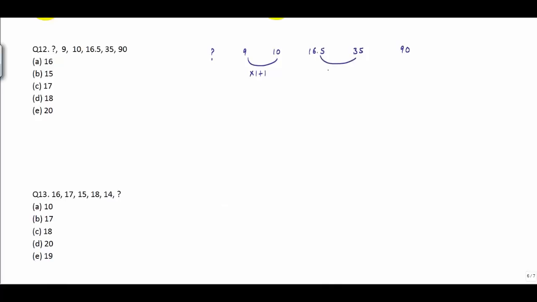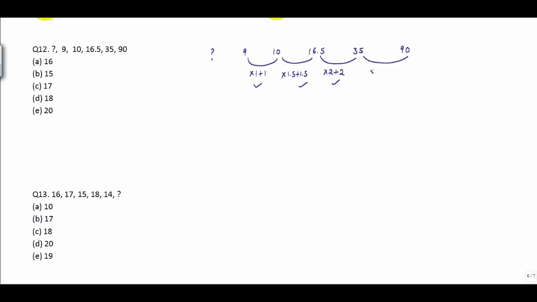16.5 times 2 is 33, plus 2 is 35. Okay, so this makes some sense. Into 1 plus 1, into 2 plus 2. Between 1 and 2 we have got into 1.5. 10 into 1.5 is 15. 15 plus 1.5 is 16.5. Okay, so this is how the pattern is.